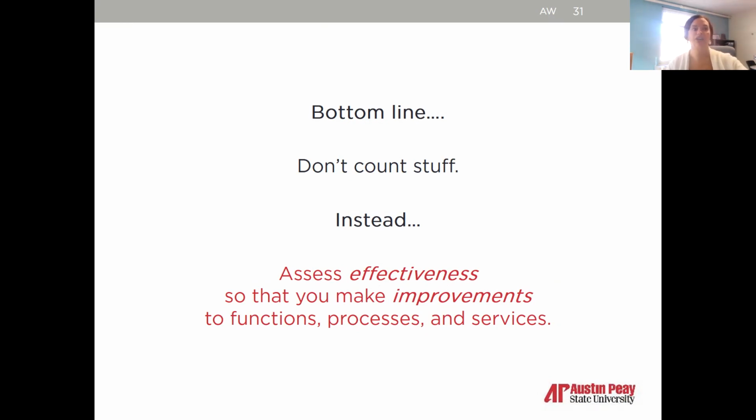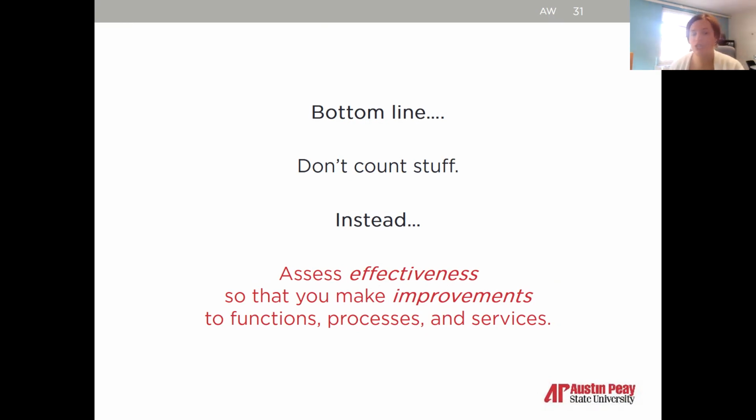But that's just how much, that's not how effective. So if we can't tie it to how effective, it's not as useful for this type of process where we're trying to improve the way that we do things. So that's just something, food for thought.